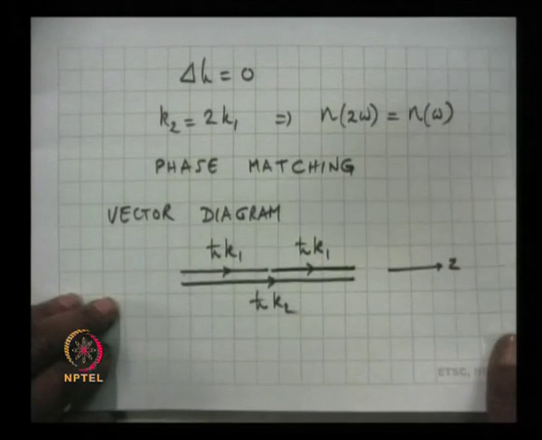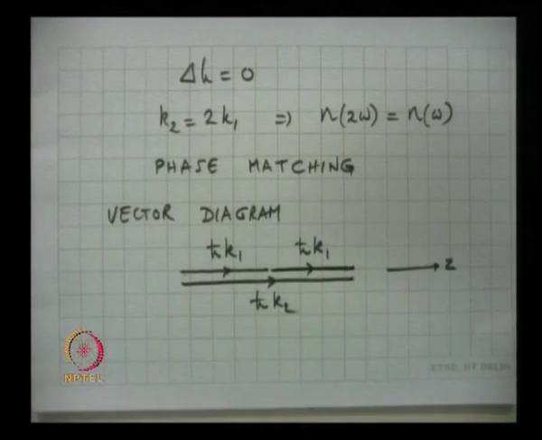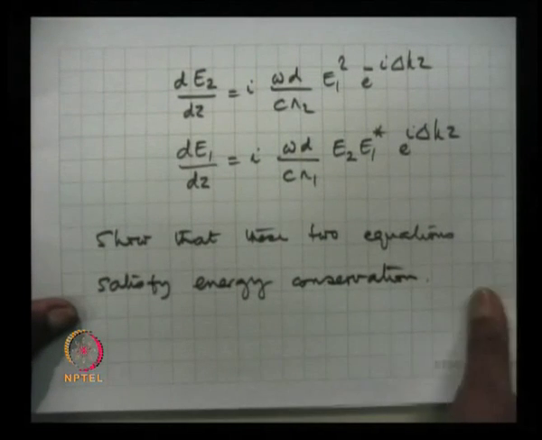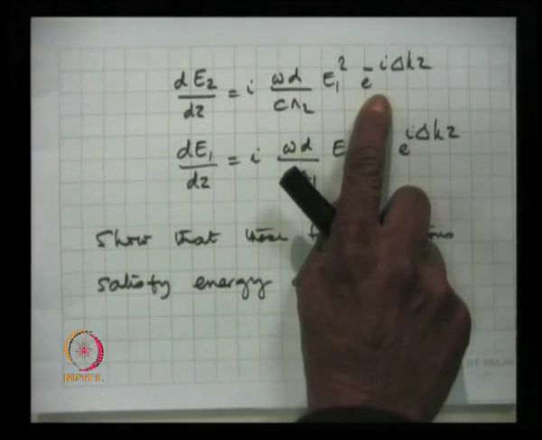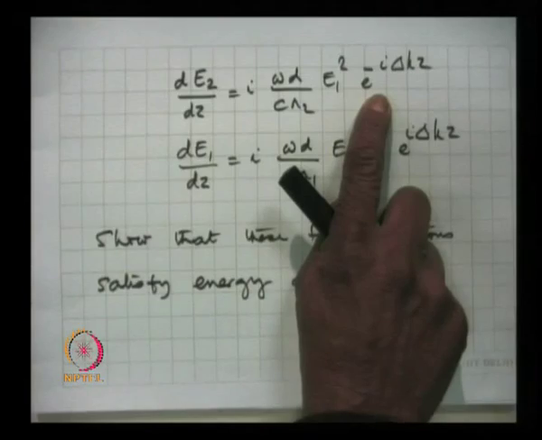Okay, so, this phase matching is an important issue. Let me look at this equation. Why is there this problem? What is leading to this problem? This problem is coming because of this term, exponential minus i delta k z.